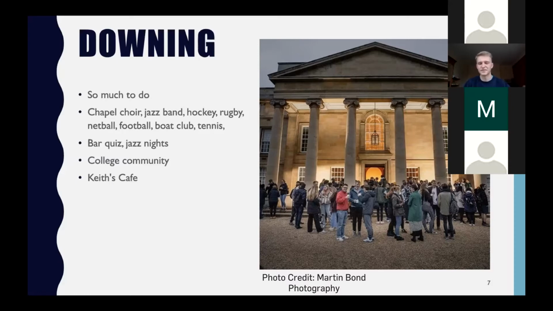Then this photo here is of Keith's Cafe, and it's one of the really special things about Downing that is a symbol of how strong the community is there. Every Thursday afternoon, the chapel bells ring and students flood out of the library and out of their rooms and come back from lectures and gather, have a coffee and a donut and just chat about what's going on, have a little break, chat about what you're doing this weekend or what you got up to the day before. And it's just a really nice community feeling, a really nice event, which I really like.